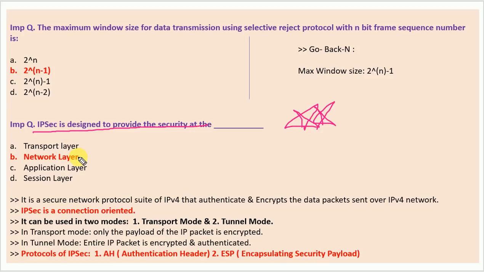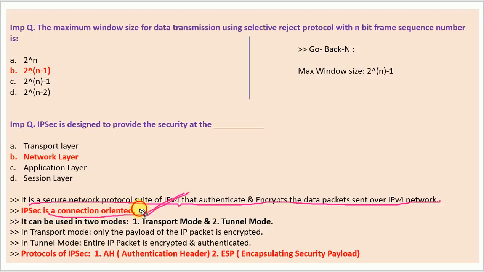But again, I am telling you the answer is not important. The simple answer is IPsec is the protocol of network layer. But we have to understand the concept of IPsec, basically the important points, and whatever questions have been asked related to IPsec, we will discuss in a point-wise manner. So what is IPsec basically? It is a secure network protocol suite of IPv4 that authenticates and encrypts the data packets sent over the IPv4 network. So whatever data packets we send over the IPv4 network, the IPsec suite provides authentication and encryption to those data packets.